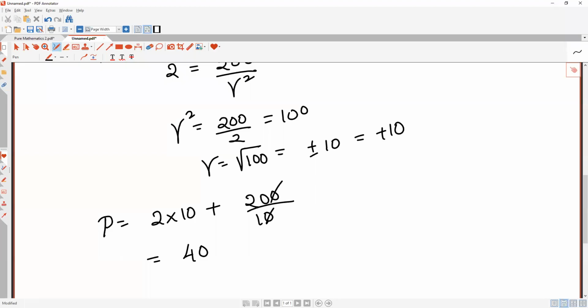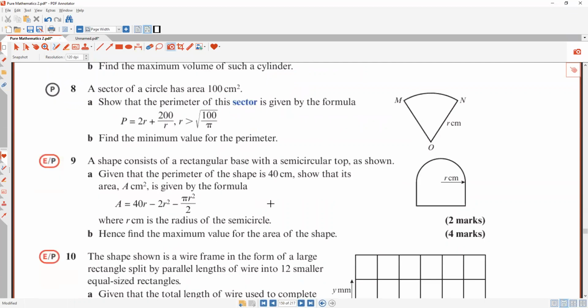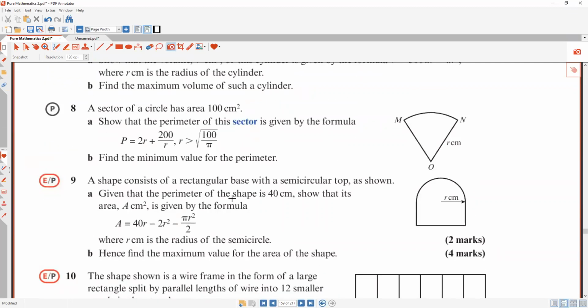Okay, let's go with the next one now. This is question number 9 I gave you guys. These questions test your perimeter and area skills from your O level. Like, did you do them properly? How is your critical thinking? Okay, so let's do this now.